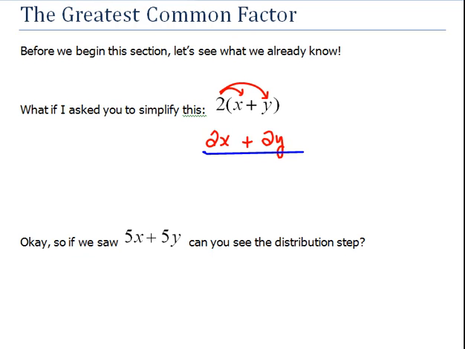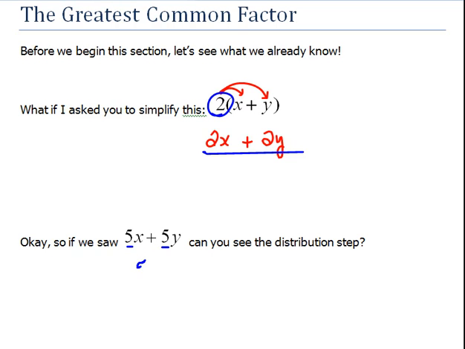Could we go backwards? Well, let's look at this problem here. We have 5x plus 5y. Can you see the similarities here in the distribution or the going backwards? Can we see that we have a common 5 in both of these terms? So what if we were to pull that out the front, much like this 2 is pulled out the front of this parenthesis set here?